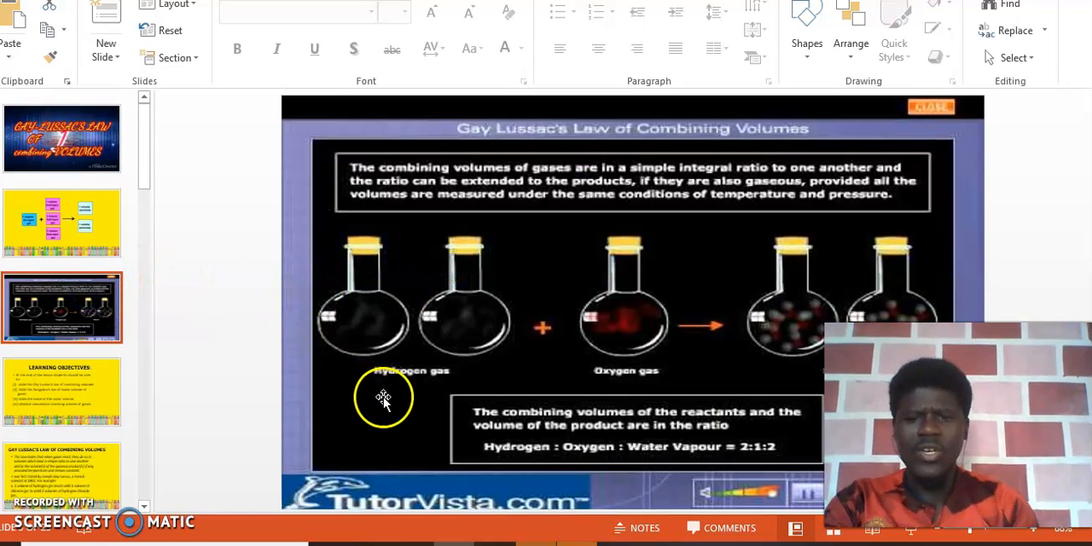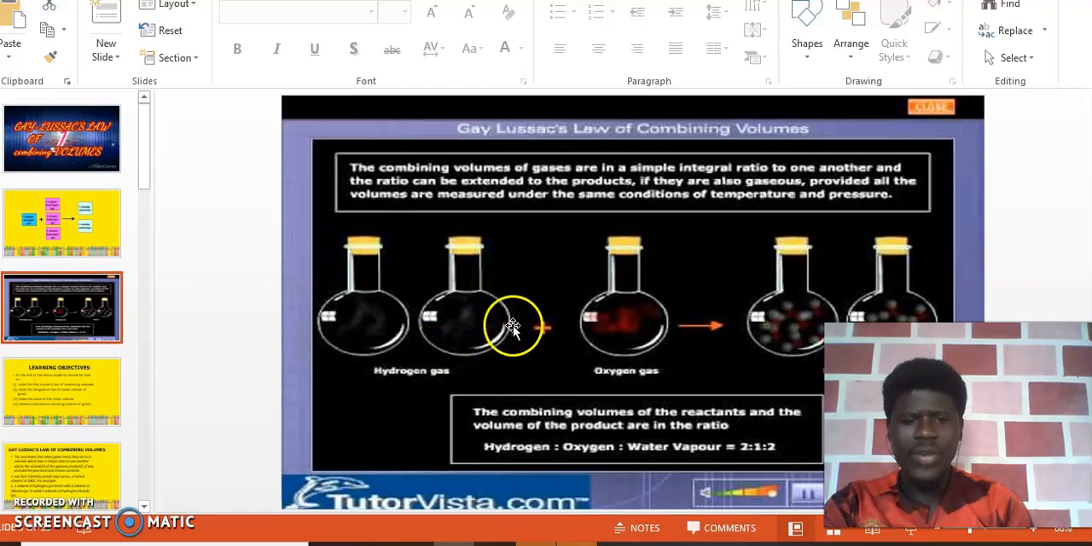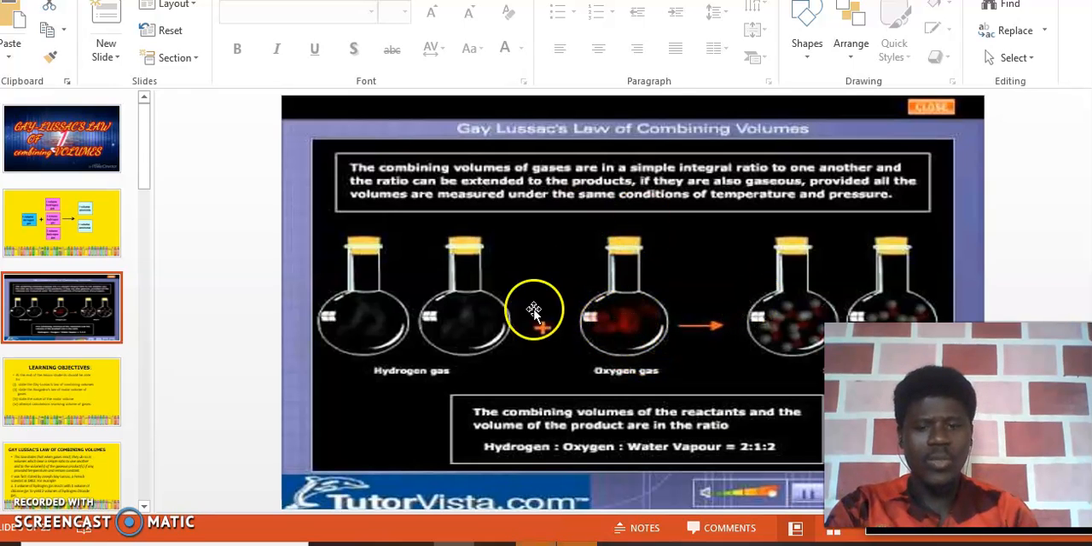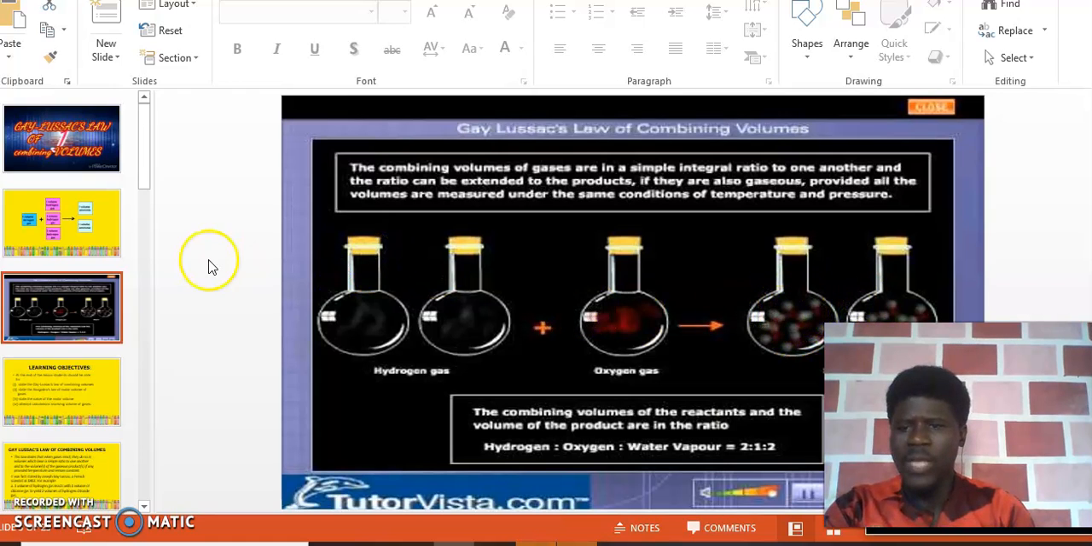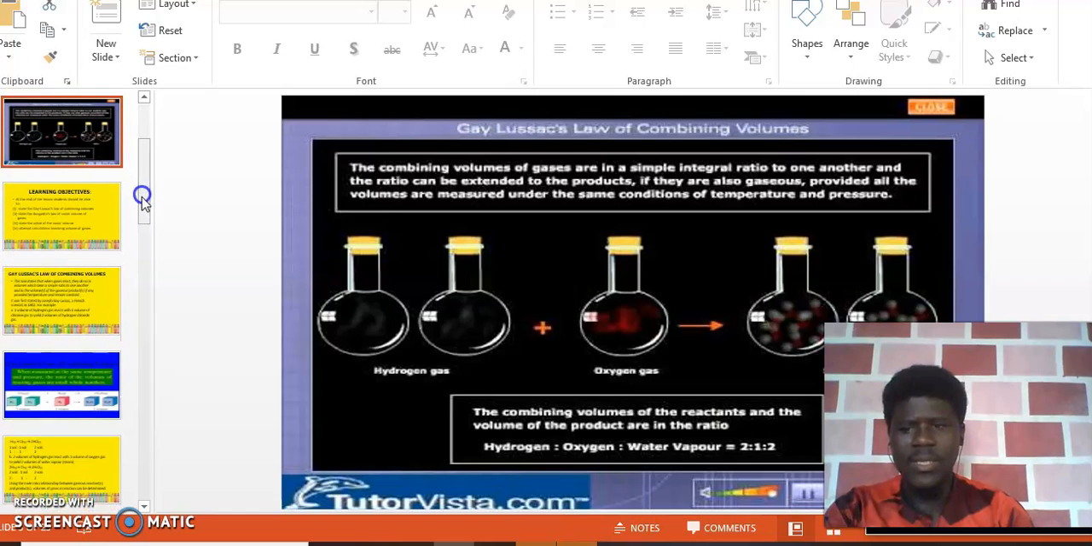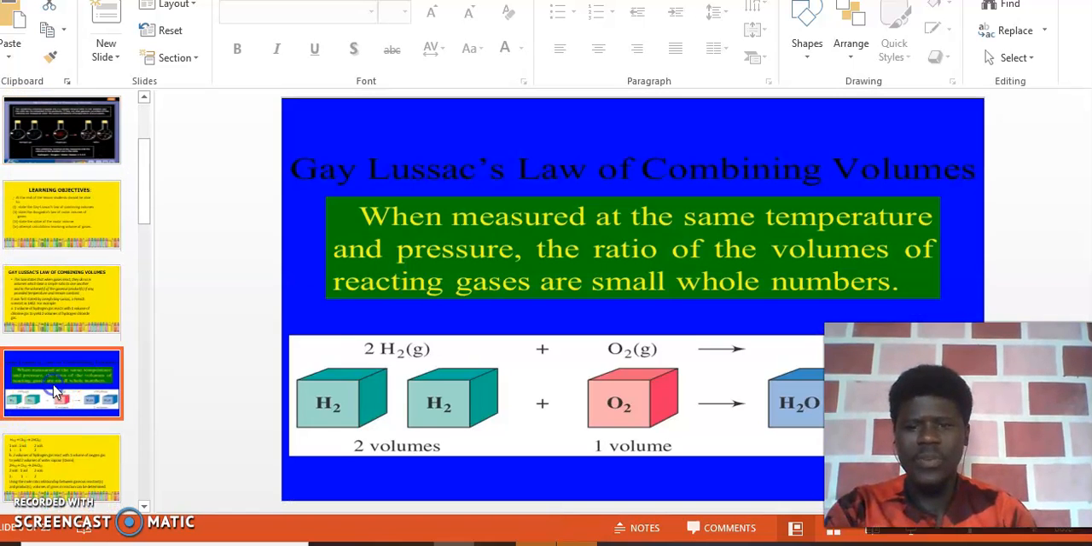Looking at this illustration, if each flask represents a volume, we have 2 volumes of hydrogen reacting with 1 volume of oxygen to produce 2 volumes of water. That is just what Gay-Lussac's law is about. Remember that the unit for volume is centimeter cube. So 2 volumes of hydrogen means 2 cm cube reacting with 1 cm cube of oxygen to produce 2 cm cube of water. The statement can also be understood as: at constant temperature and pressure, gases react in ratios of volumes of small whole numbers.